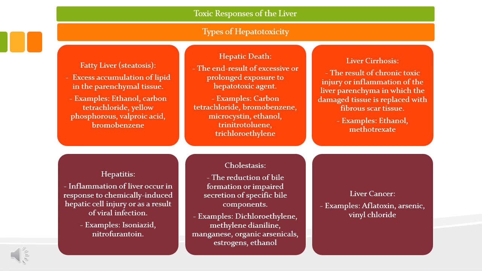Next, we will move on to the toxic responses of the liver. There are 6 types of hepatotoxicity. The first one is the fatty liver, which is also known as steatosis. It is caused by the excess accumulation of lipid in the parenchyma tissues. Examples of toxic compounds that cause steatosis are ethanol, carbon tetrachloride, yellow phosphorus, valproic acid, and bromobenzene.